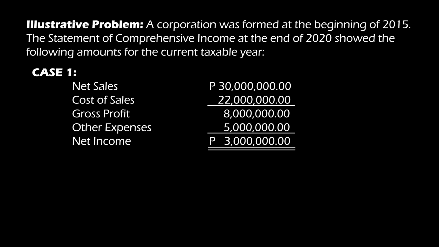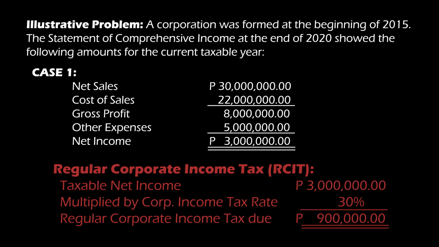A corporation was formed at the beginning of 2015. The statement of comprehensive income showed the following for the taxable year 2020. Notice the year the corporation was formed and the current year. We'll indicate the importance of that later. The net income reported is 3 million. This will be simply multiplied by the 30% corporate income tax rate. Therefore, the tax due is 900,000.